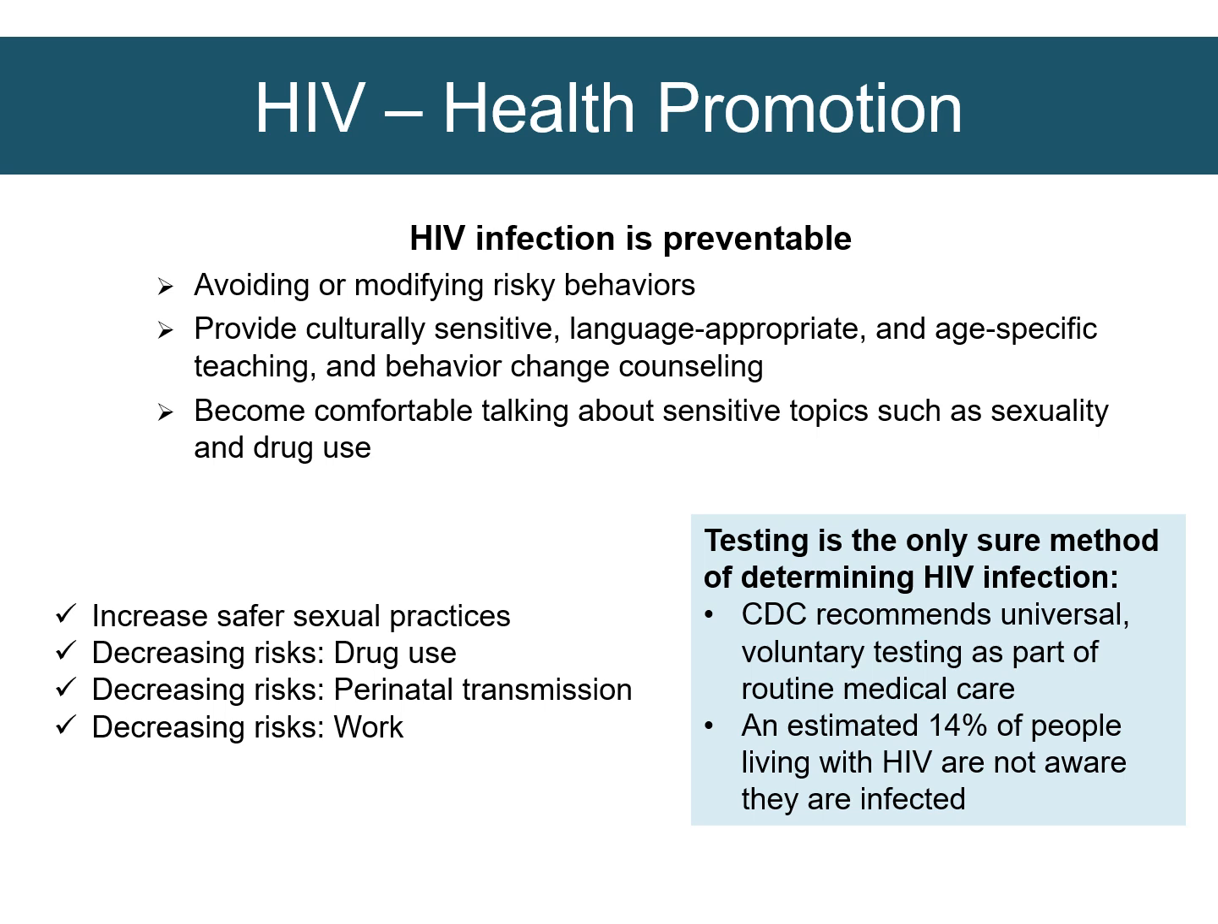You want to be culturally sensitive, provide language that's appropriate and age specific, because you can have teens and adolescents also doing these risky behaviors. So you want to make sure that you're speaking at a level that they'll understand. And then you want to be aware that these are sensitive topics, sexuality, drug use. So you need to be comfortable talking about that, and that takes practice. Okay, so we want to increase safer sexual practices, advise them not to do the drugs. We want to decrease perinatal transmission and decrease risk.